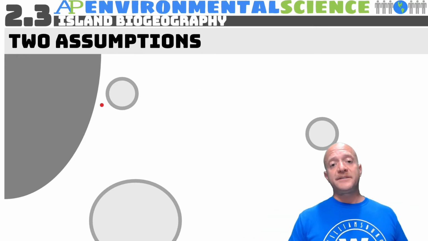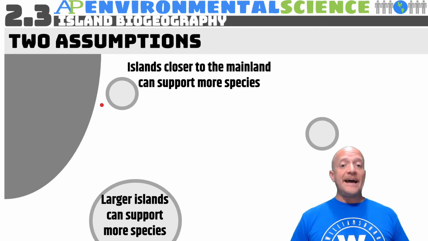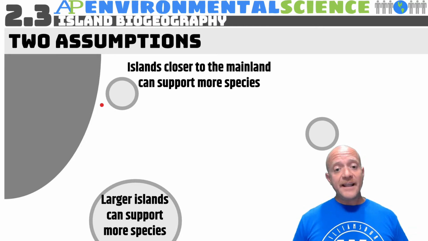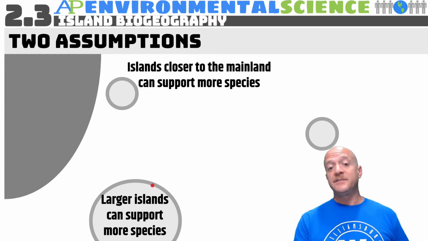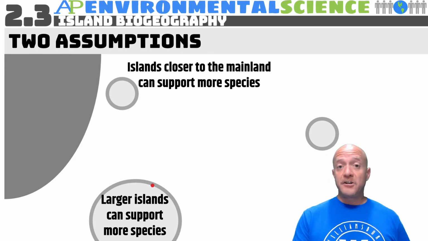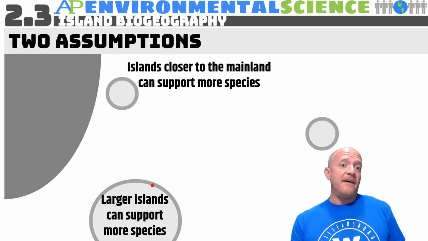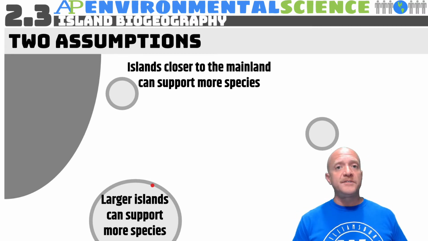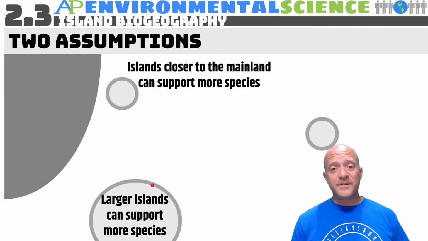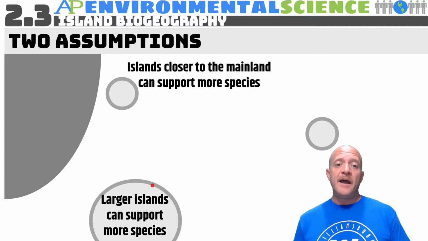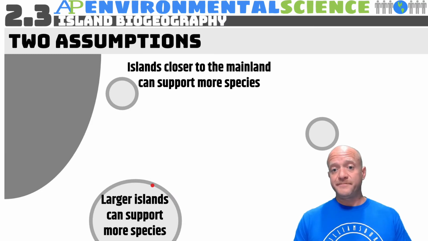So there are two major assumptions. One of them is that islands that are closer to the mainland can support more species, and the second one is that larger islands can support more species. Larger islands should have more resources, so therefore they could have more food sources, more habitats, more resources, nutrients for organisms to survive. And if it's closer to the mainland, it means that organisms could migrate there easier.